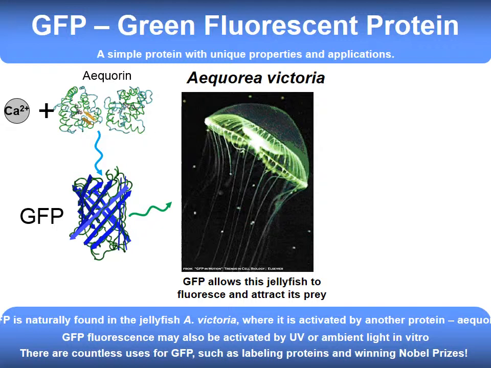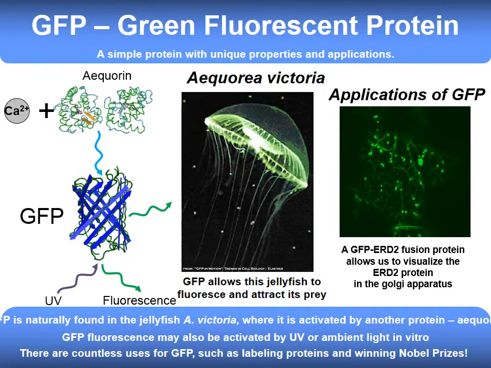Now the nice thing about GFP is that we don't really need aequorin to excite it. We can actually just use UV light. Actually, under normal white light, you'll still see some green color coming from it. So it's a very powerful fluorescent protein. So we can use UV light in the lab to get green fluorescence out of it.